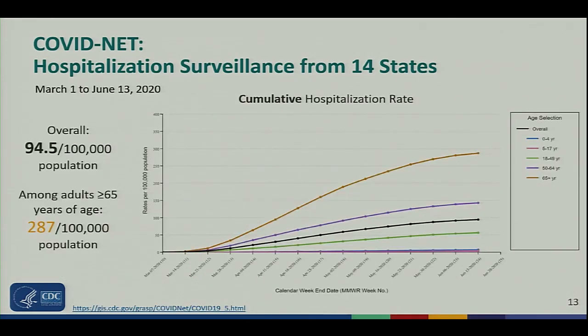The cumulative COVID-19 associated hospitalization rates by age are shown here. Overall, the hospitalization rate is 94.5 per 100,000, with the highest rates in people 65 years of age and older, with 287 per 100,000.